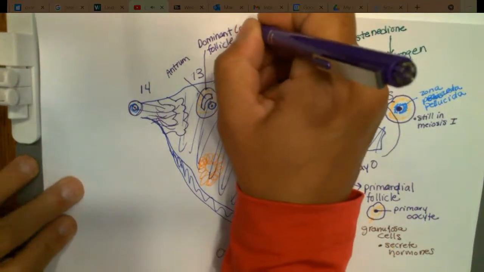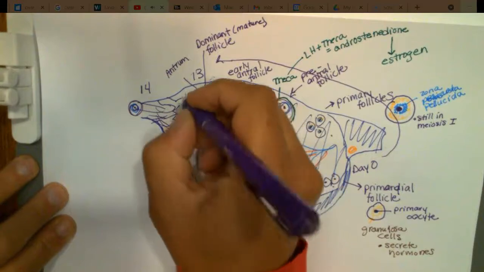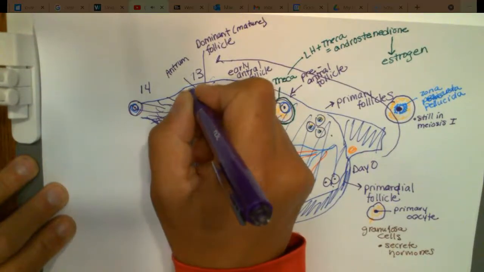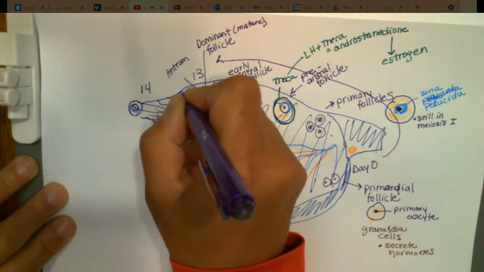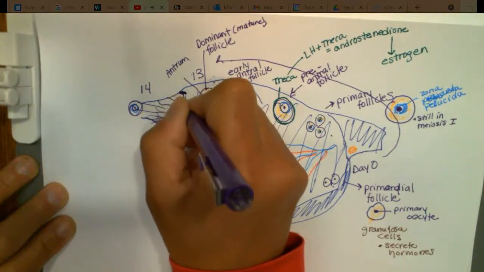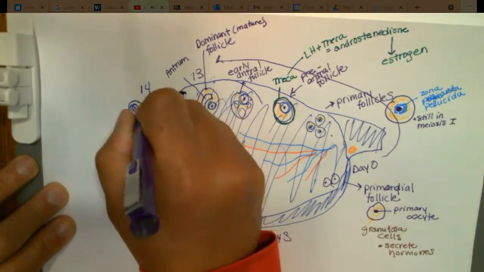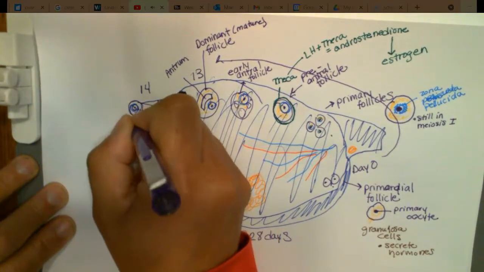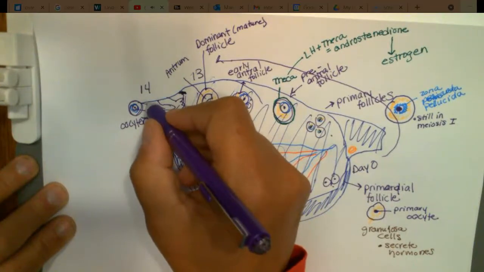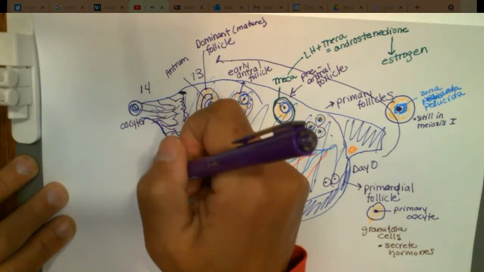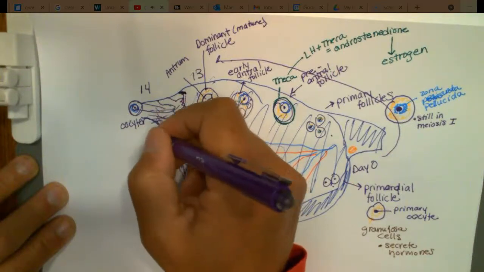Now, eventually, this dominant, or what we would call scientifically the mature follicle, is going to build up with fluid. It's going to build up with pressure. It's going to push against this ovarian wall here, and at some point, the wall is going to break, and the follicle is going to spit out the mature oocyte. This is going to happen at about day 14 in the ovarian cycle. And some women actually can feel some of the pressure from that occurring.